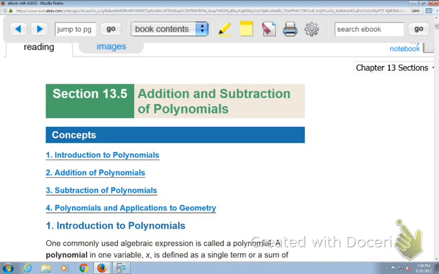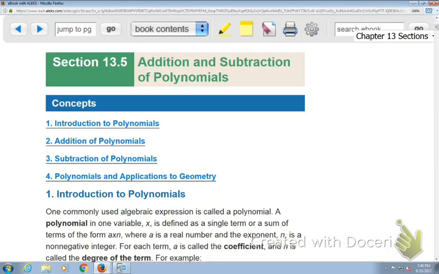Meanwhile, in 13.5, so we skipped over 13.4, that's scientific notation. If you're bored during your long weekend, read up. All right. In 13.5, we're going to talk about polynomials, and we'll start with addition and subtraction, because why not? It's the easiest place to start. So first, what do I mean by a polynomial?